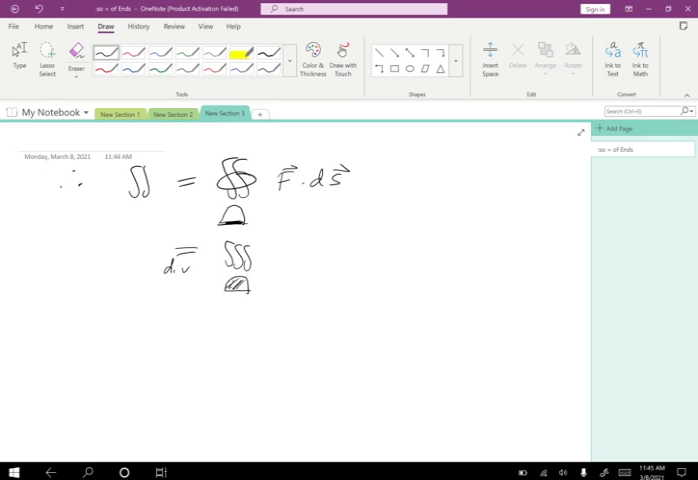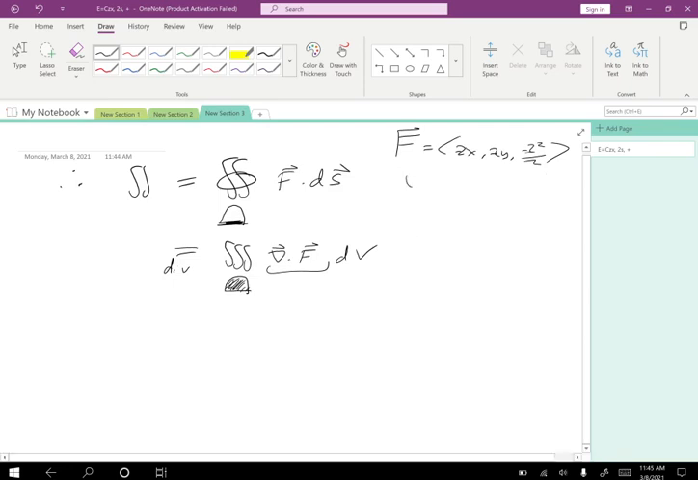And now we're going to be integrating the inside of that surface. So let's compute the divergence. Let's hope it simplifies. For these problems, it will always simplify. We have zx, zy, z squared over 2. So the divergence is partial x of zx, partial y of zy, partial z of z squared over 2. It looks like we just get z plus z plus z.